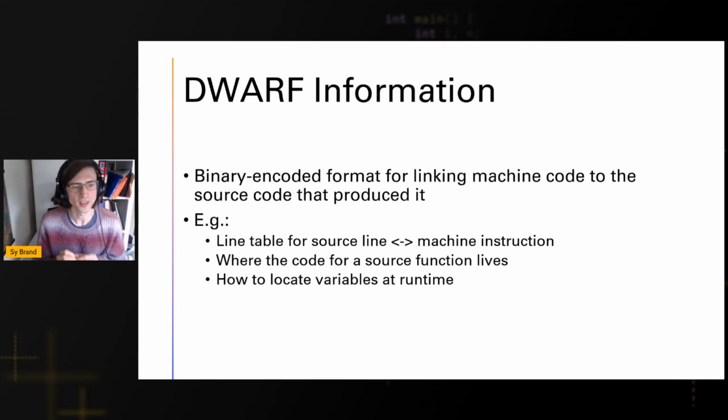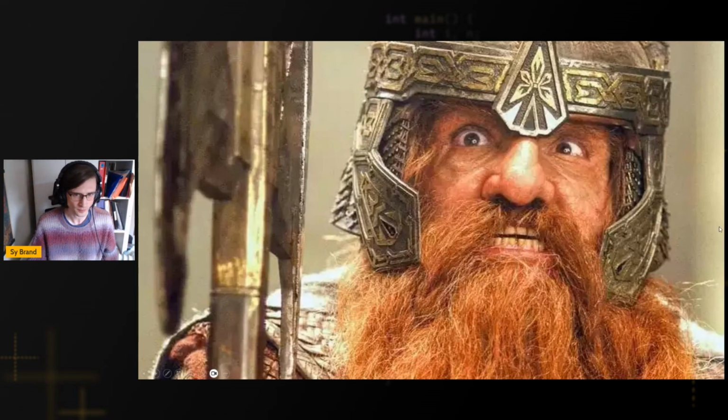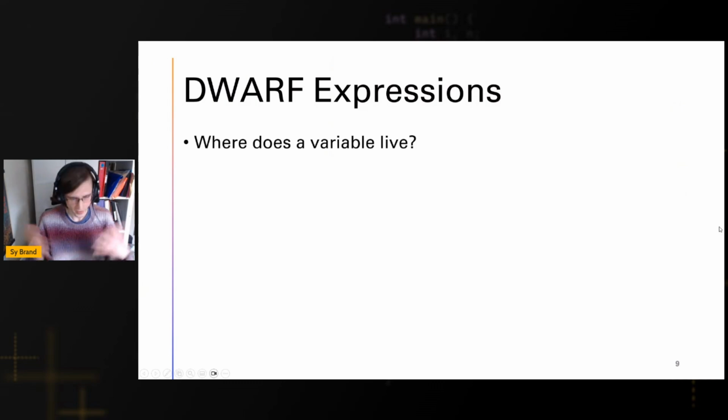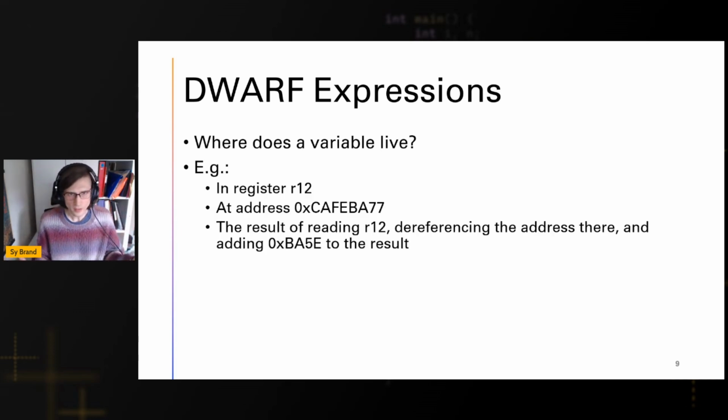Most importantly for us is locating variables at runtime, because the way that variable locations are encoded in DWARF is with DWARF expressions. So DWARF expressions tell us where a variable lives. They can also restore registers in stack unwinding information, but I'm primarily interested in this form for now.